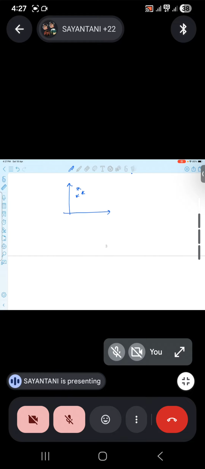Suppose these are the data points that denote the class cats, and we have some data points like this, which denote that these are for cats and these are for dogs. So my classification task is to categorize the data between cats and dogs.